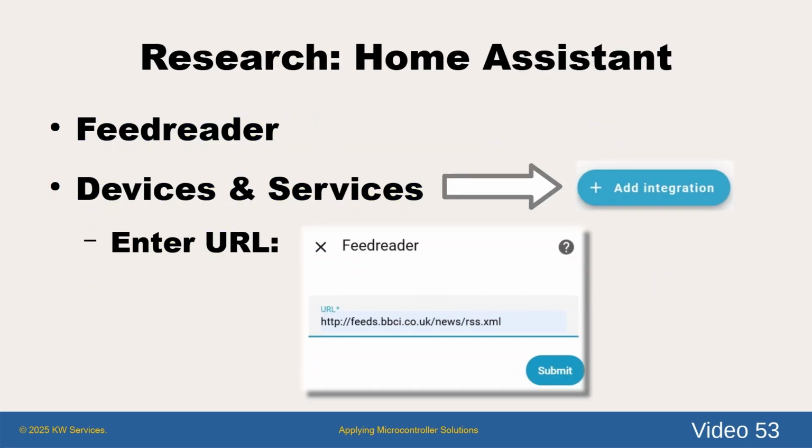Continuing our research, we learn that Home Assistant has an integrated service called Feedreader. To configure, we enter one of the URLs we found. This creates an event specific to the news service that updates hourly. By the way, the services are event-based, which means that they only send information. Let's take a look at that integration package.